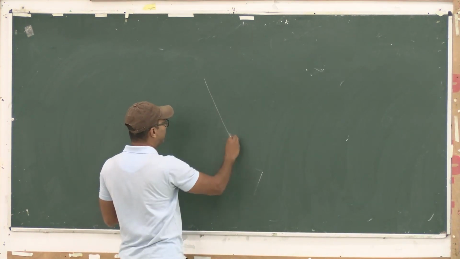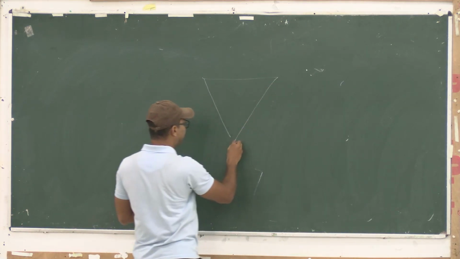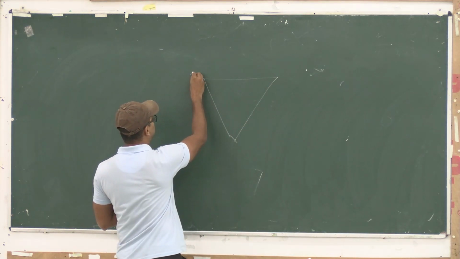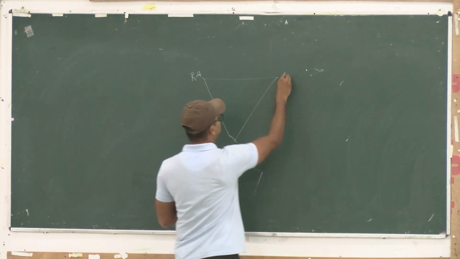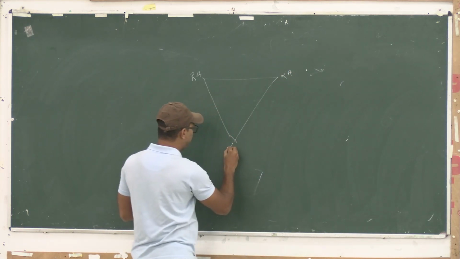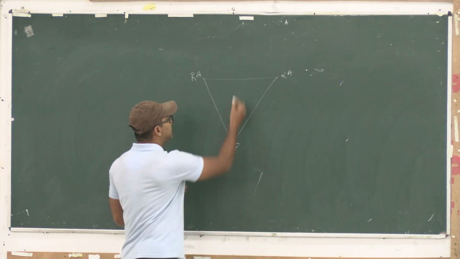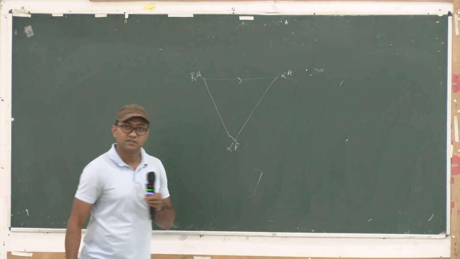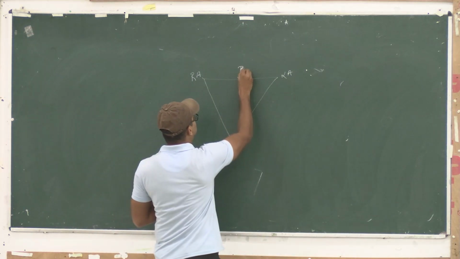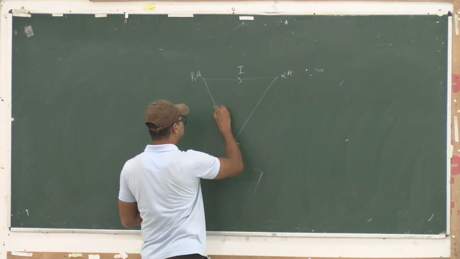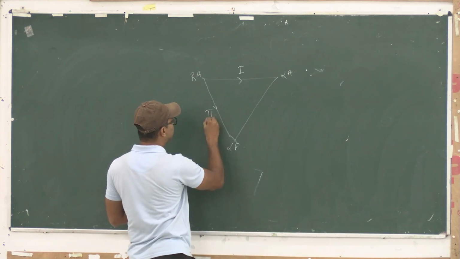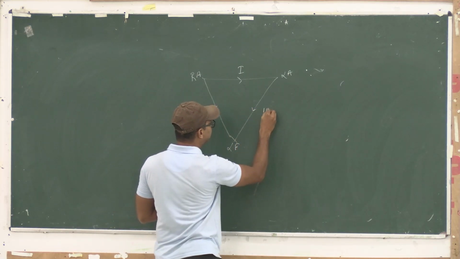Okay, so here was the triangle. Here is your right arm, here is your left arm, and here is your left foot, right? This vector is lead 1. This vector is lead 2, and this vector is lead 3.